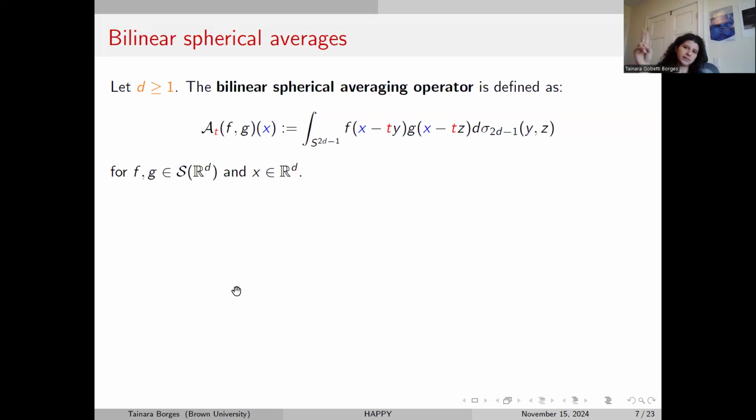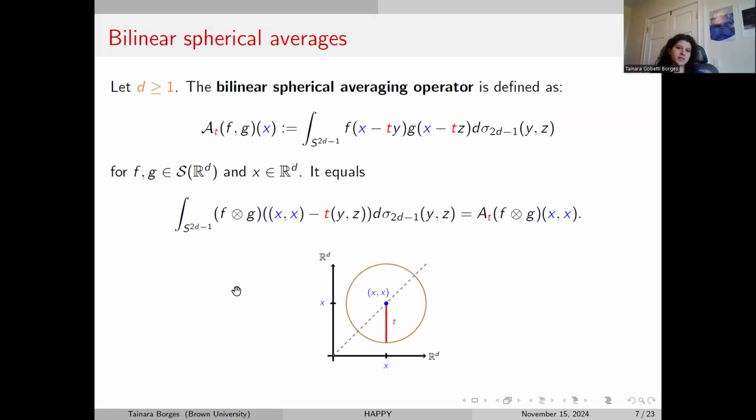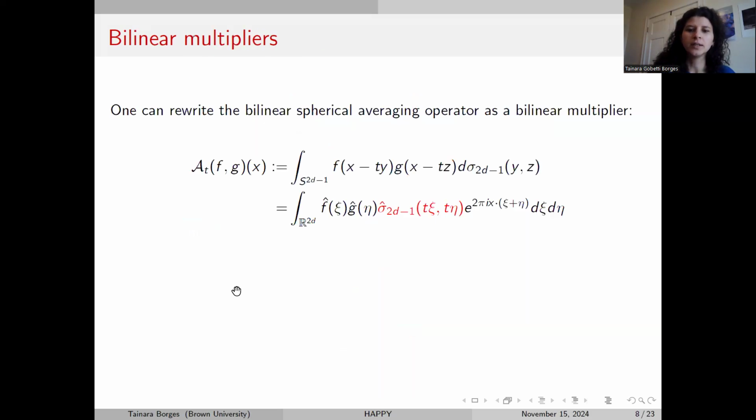The pair (y, z) lives in the unit sphere there. I like to rewrite this in the following way sometimes because it becomes a little bit more clear what is happening. If you were to average the tensor function f tensor g around the point (x, x) in R^2d with a radius t, you would actually end up with the bilinear spherical average. So all that this A_t(f,g)(x) is, is an average around the diagonal point (x, x) for a tensor function, but now the ambient space would be R^d cross R^d instead. Okay, so keep this picture in mind for the rest of this talk.